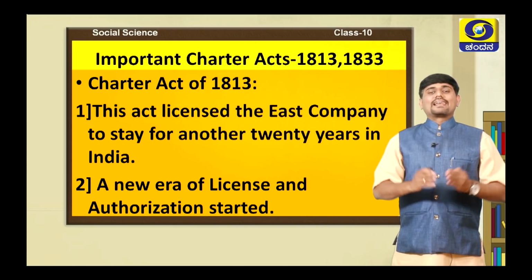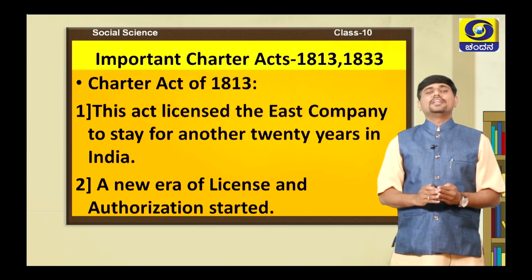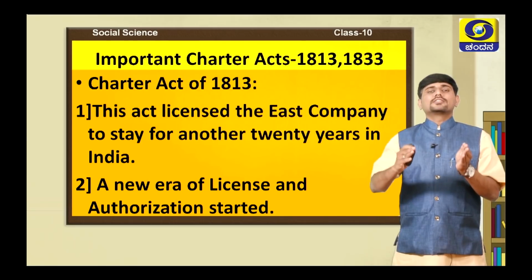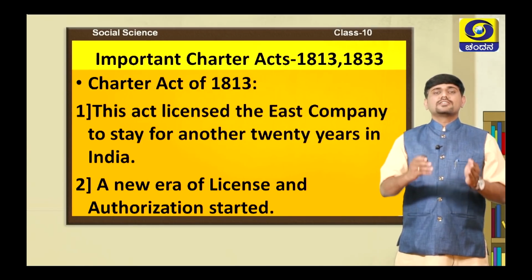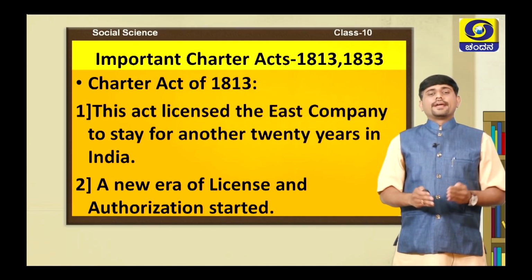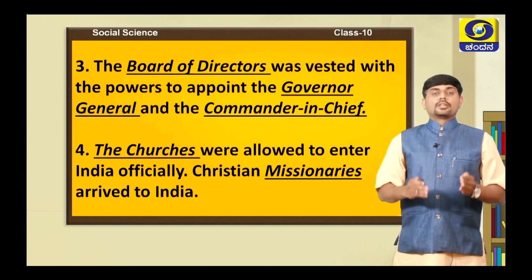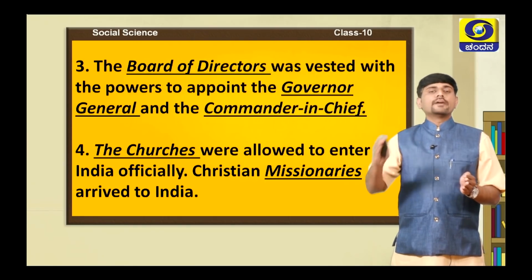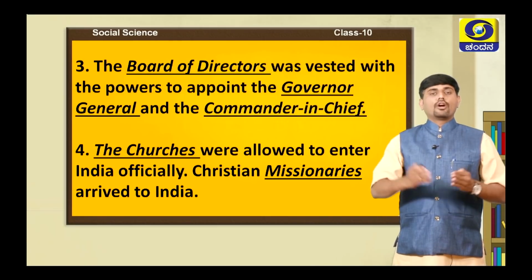This act licensed the East India Company to stay for another 20 years in India. According to the act, another 20 years of term was extended to the British East India Company in India. The license was renewed, and also a new era of license and authority started according to this new act. The British East India Company started gaining more powers from the British government.